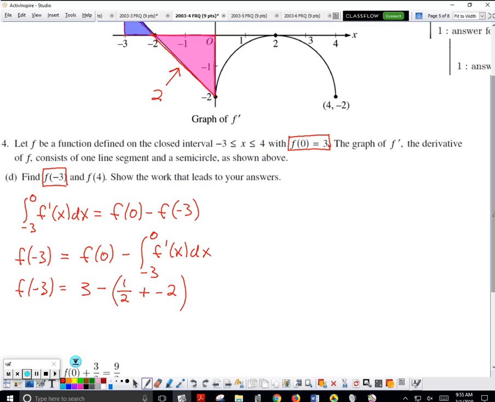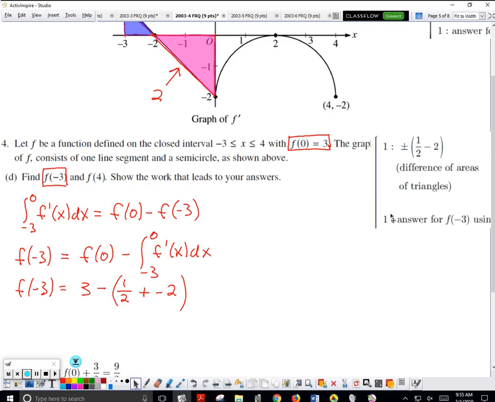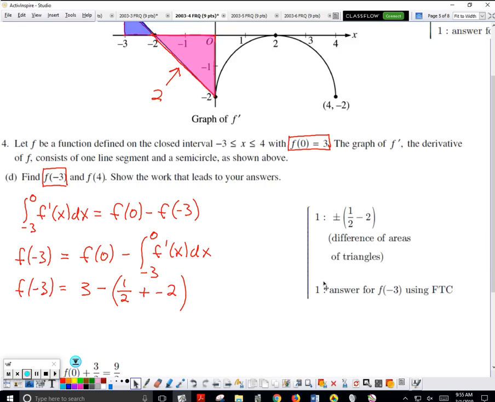Trouble for Preston. Question? Cool. The points on this one, oh, that's just the first part. That was f of negative 3. They gave 2 points. 1 point for finding the area of those triangles, 1 point for the correct answer using the fundamental theorem.